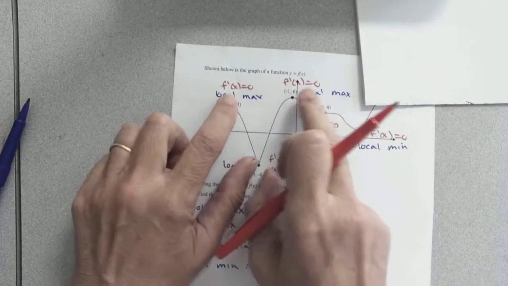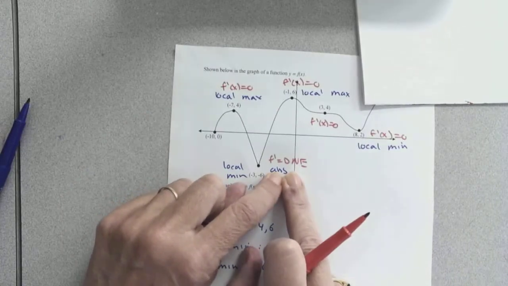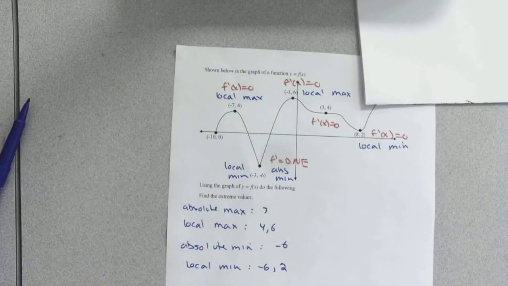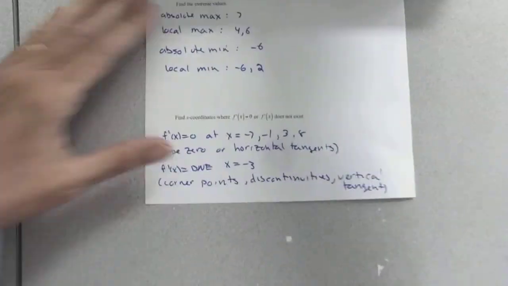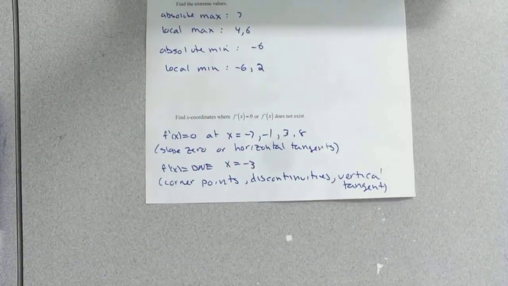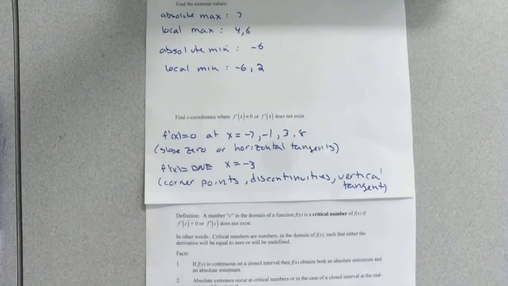And it turns out that these places where the derivative is 0 or the derivative doesn't exist are so important we give them a name, and that's what we see on the next page. Definition. A number c in the domain of a function f of x is a critical number of f of x if f prime of c equals 0 or f prime of c does not exist.